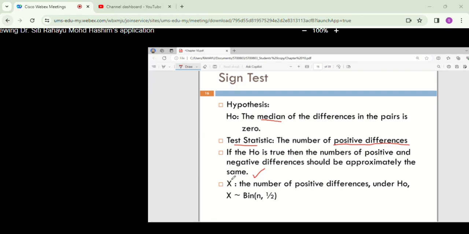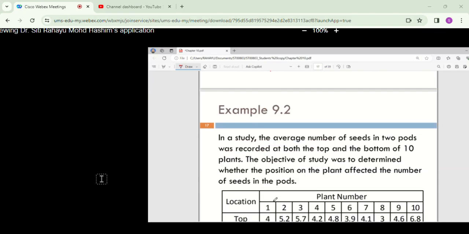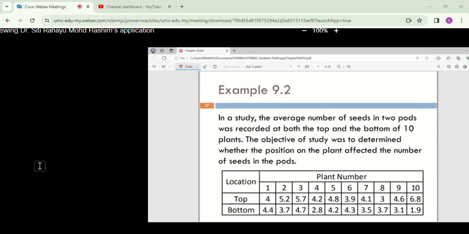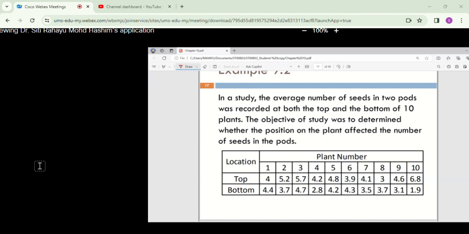So X can actually be related to the binomial probability distribution, where X is defined as the number of positive differences, or the successes are the positive differences. So it is binomial with N, the number of trials or observations, and we set the probability of success to 50%, or 1/2. Right, so let's have a look at the example so that we can actually perform the analysis in theory.